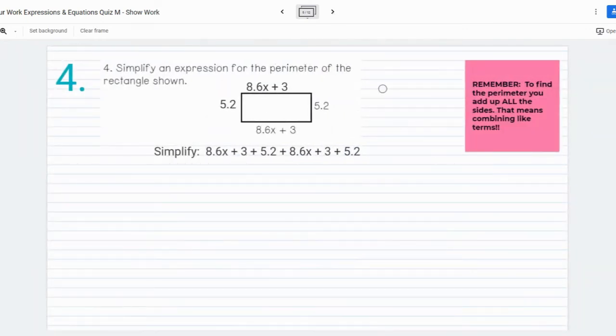Question number 4. Simplify an expression for the perimeter of the rectangle shown. So you're simplifying 8.6x plus 3 plus 5.2 plus 8.6x plus 3 plus 5.2. Remember, to find perimeter, we add up all the sides. And in this case, that means we're going to combine our like terms.